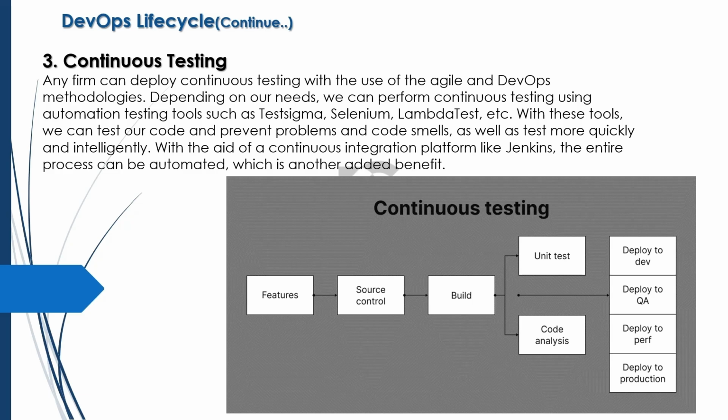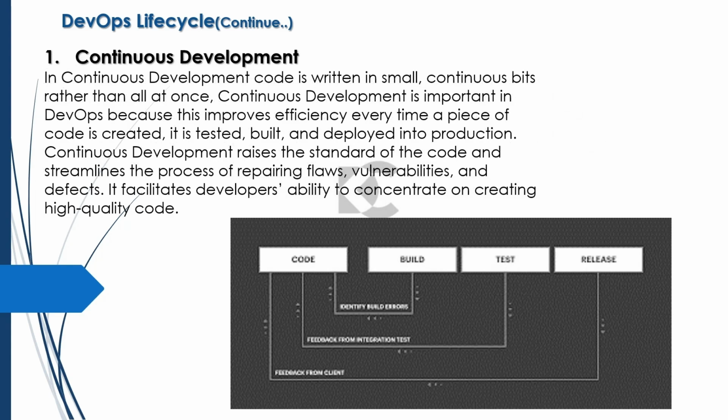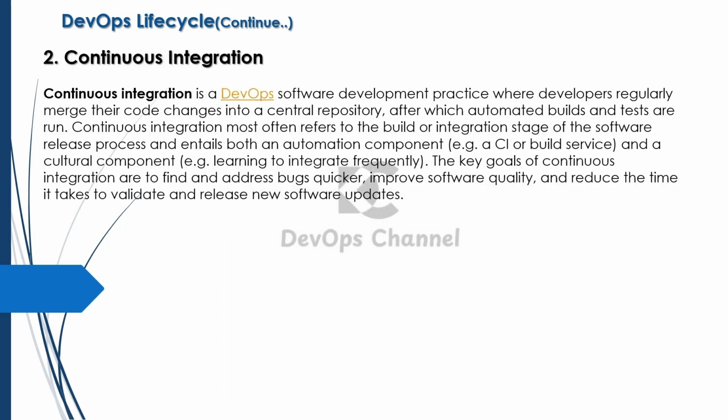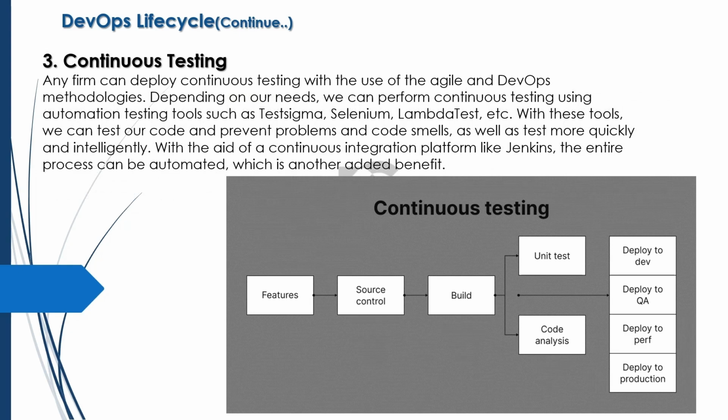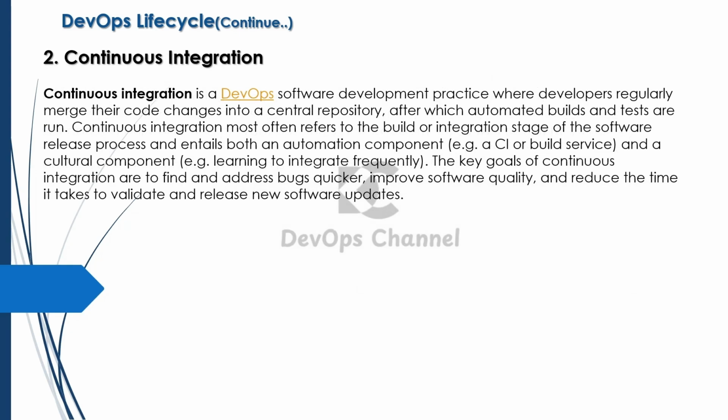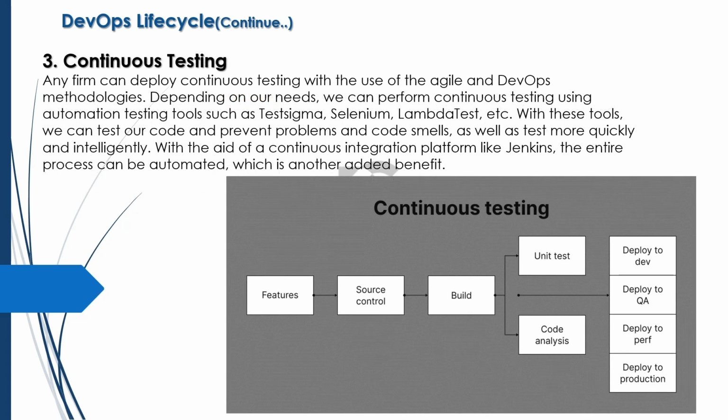Hi friends. In the previous lecture, we learned about continuous testing, although it is the third phase of the life cycle. Basically, after continuous development, it goes to continuous integration and then it comes to continuous testing. But I wanted to discuss continuous integration, which is the second life cycle phase, and continuous development at the same time. That's why I discussed continuous testing earlier than continuous integration.